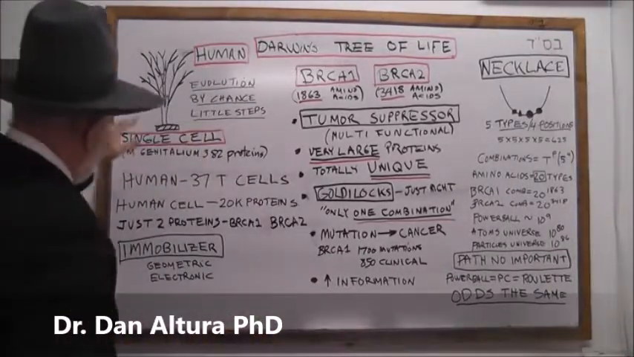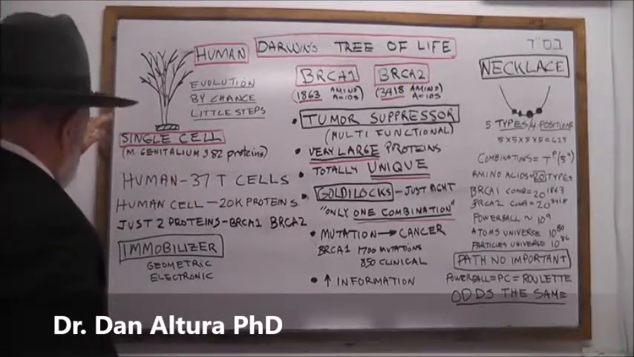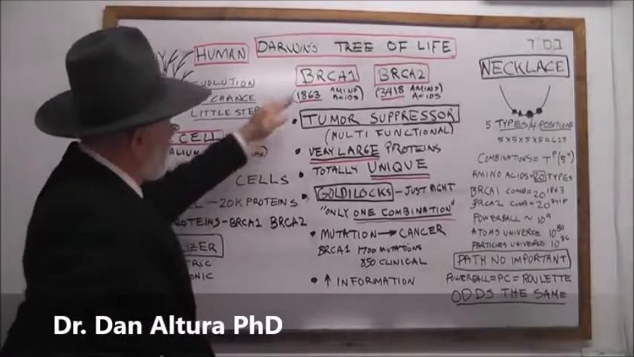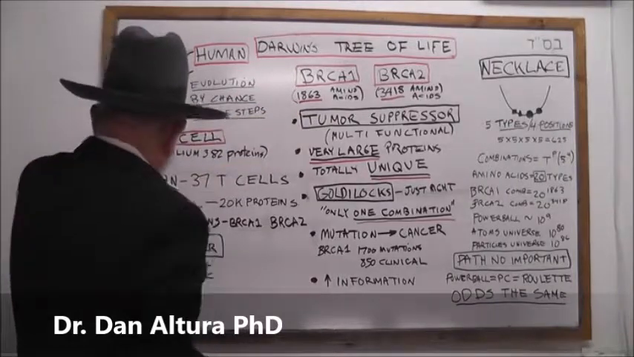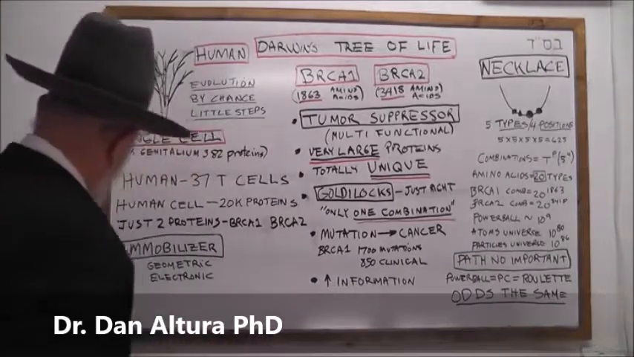So basically, we're going to assume that this single cell, because of what I just said, does not have in its protein makeup either BRCA1 or BRCA2, because they're too complicated, and this single cell doesn't need tumor suppression. It doesn't suffer from cancer.